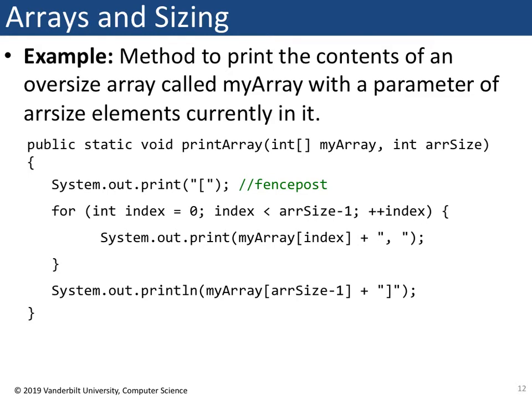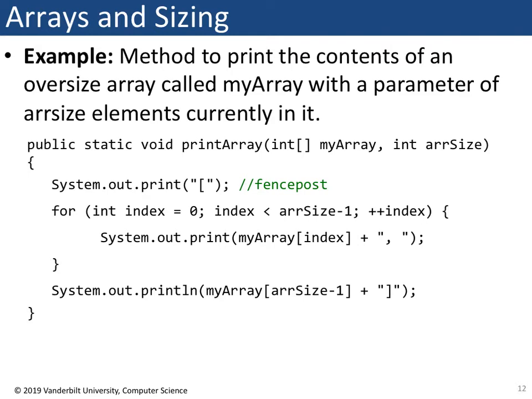The first thing we need to do to print out an array is to print a bracket to show that we are dealing with an array. So we print out the first bracket as a fence post before we begin to process the rest of the array. Then we declare a for loop which goes from 0, so the first element of the array, up to the number of elements in the array minus 1.